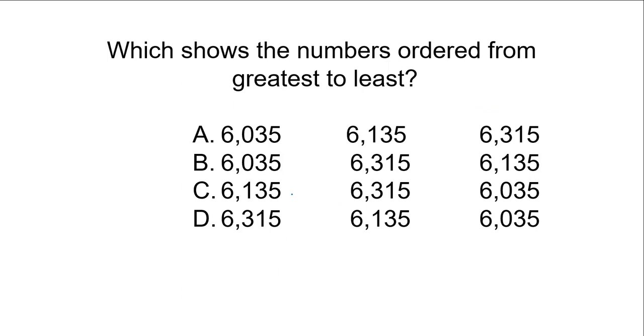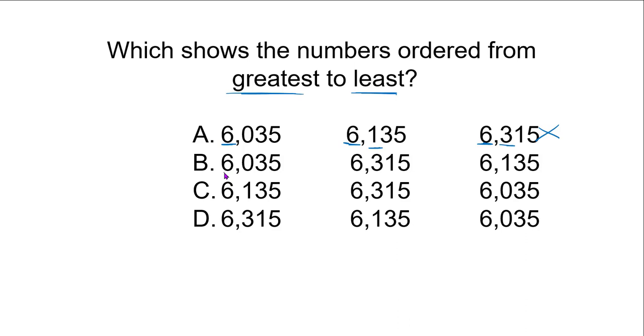All right, which shows the numbers ordered from greatest to least? Greatest to least. So what we're gonna do is look at the digits in the thousands place. It's a 6 in all 3 circumstances. Then I look at the digit in the hundreds place. It's a 0, and then a 1. Okay, that does show least to greatest, but not greatest to least. So A is not an option.